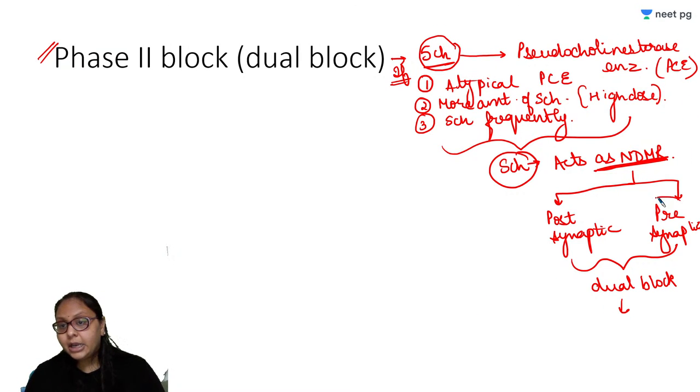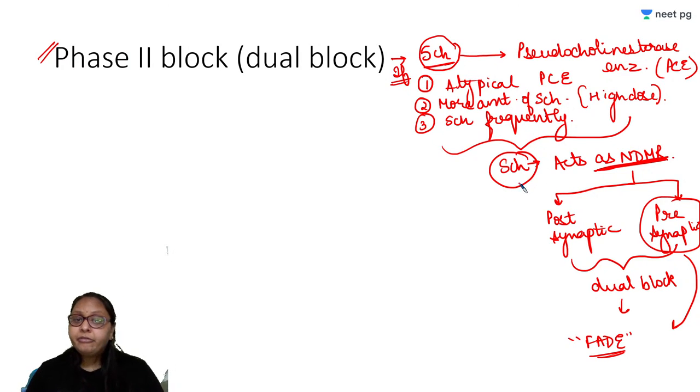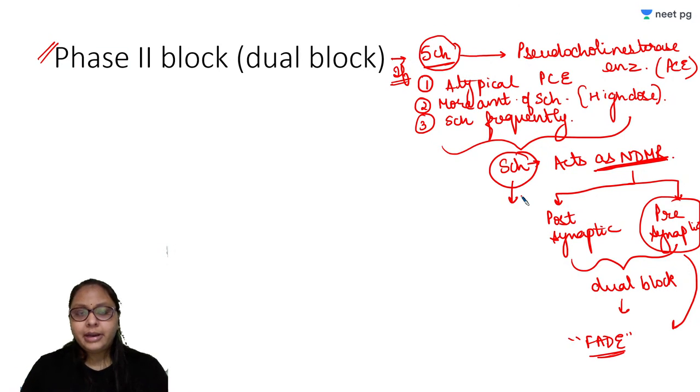And as it is acting on the presynaptic, therefore there is fade phenomena, which is seen with succinylcholine if it enters into the phase 2 block or the dual block. Normally fade phenomena is not seen with succinylcholine. But if the pseudocholinesterase enzyme is atypical, or if we have given a high dose or high amount of succinylcholine, or if I have given it repeatedly and frequently, there are chances that it won't get metabolized and it will enter into the phase 2 block and the dual block. Then it will start acting as a non-depolarizing muscle relaxant, and that will also show fade phenomena.